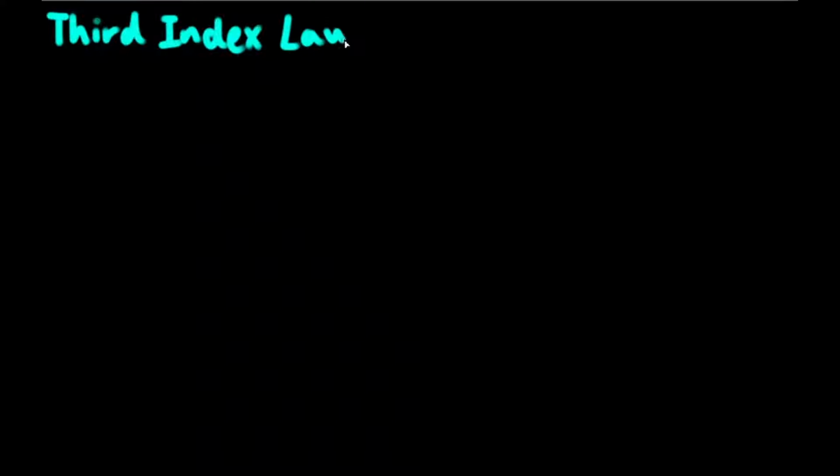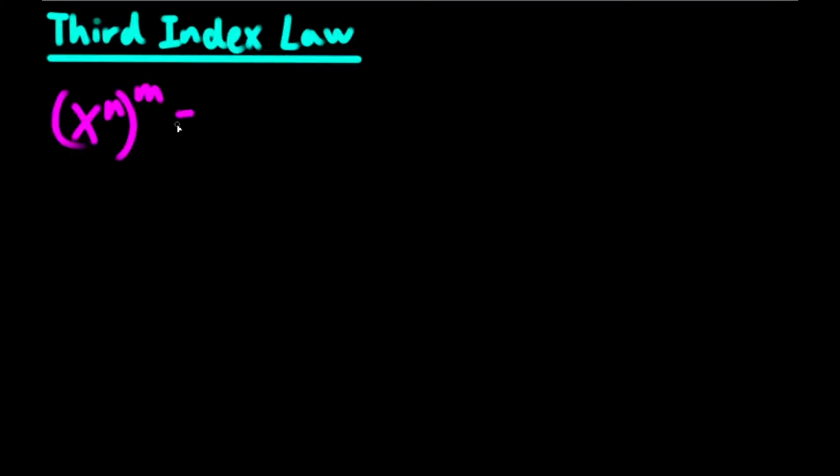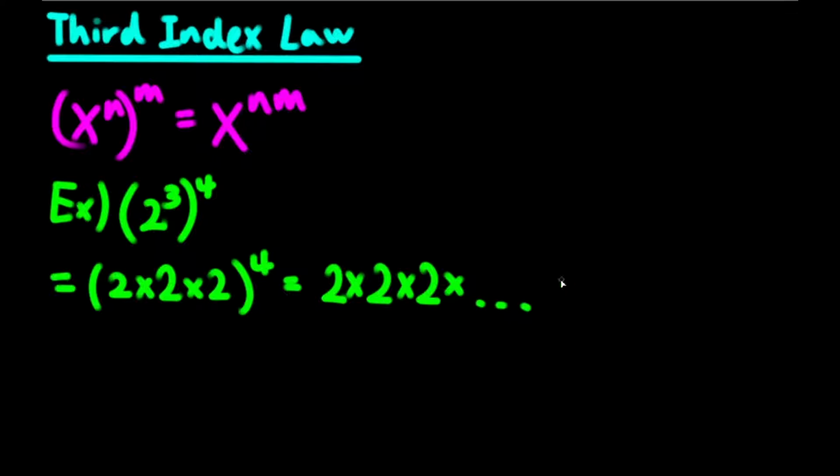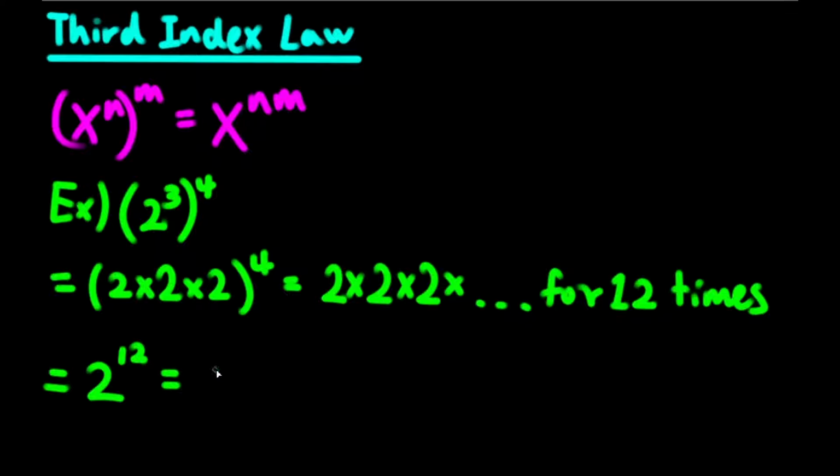Third index law: x to the power of n, to the power of m, equals x to the power of mn. There is an example here. 2 to the power of 3, to the power of 4, is 2 times 2 times 2 to the power of 4, which is multiplying 12 times. You will notice that it's the same as 2 to the power of 3 times 4.